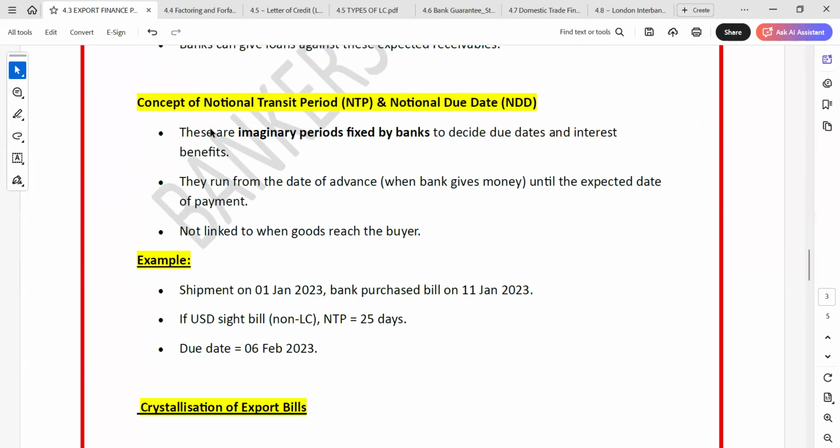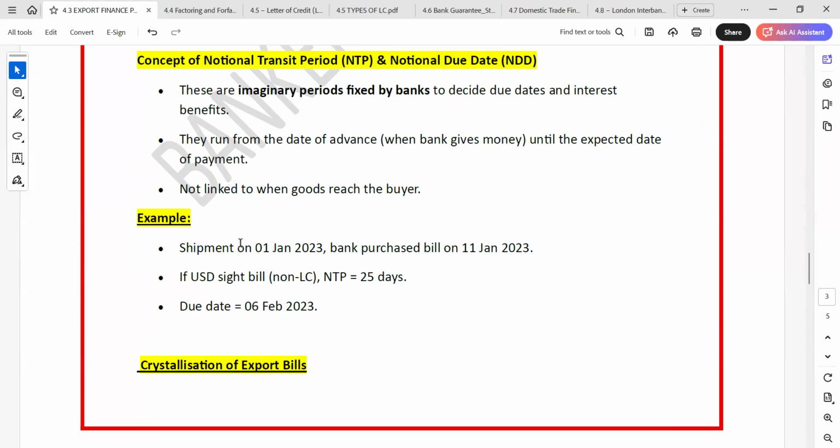The other concept is the notional transit period and notional due date. These are imaginary periods fixed by the banks to decide the due date and interest benefit. They run from the date of advance, when the bank gives money, until the expected date of payment, not linked to when goods reach the buyer, because that is not in the hands of the bank.